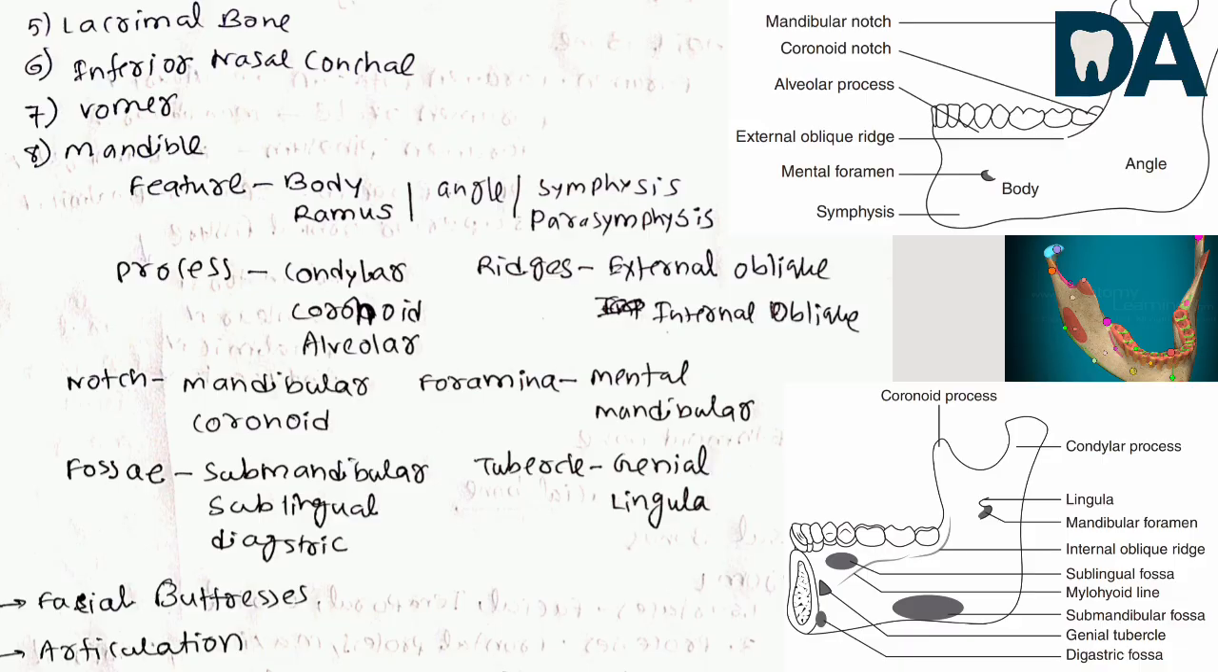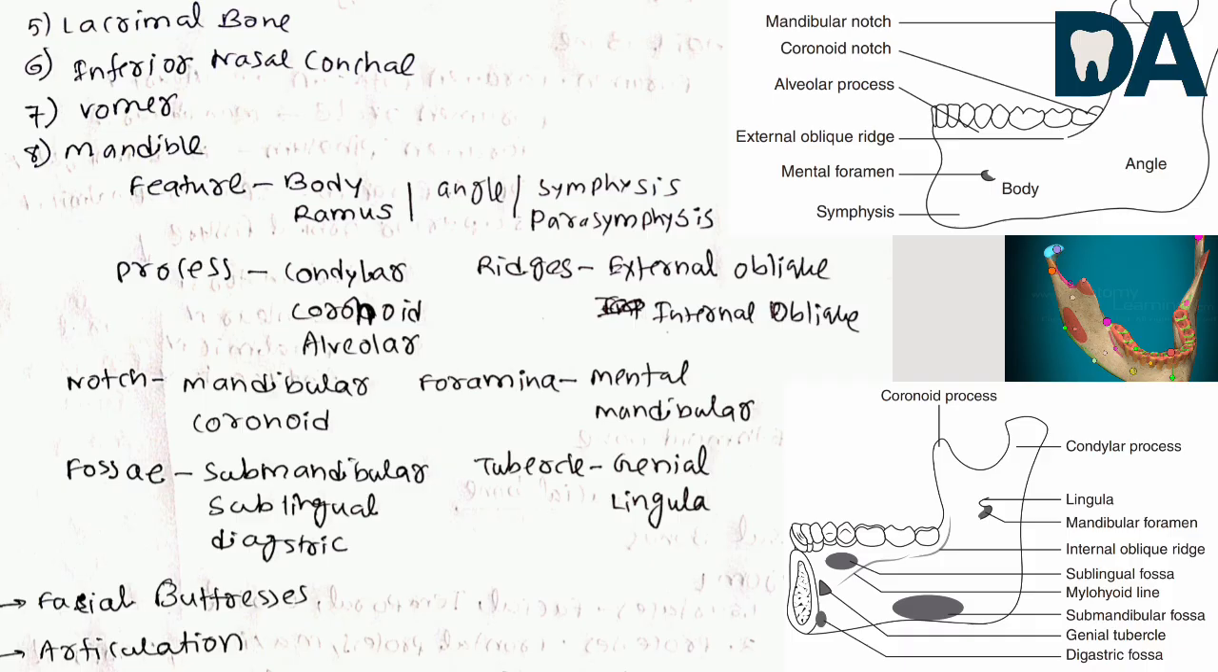digastric muscles originate. Tubercle. Genial tubercle. The small bony elevation that provides attachment to geniohyoid and genioglossus muscles. Lingula. Lip-like projection on the medial surface of the mandible just above the mandibular foramen is called lingula.